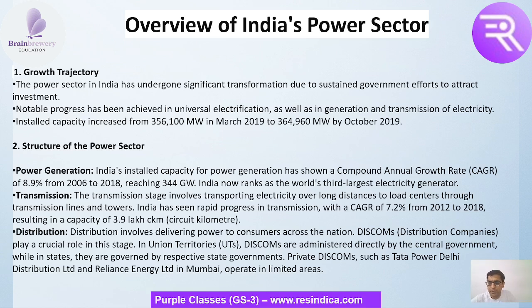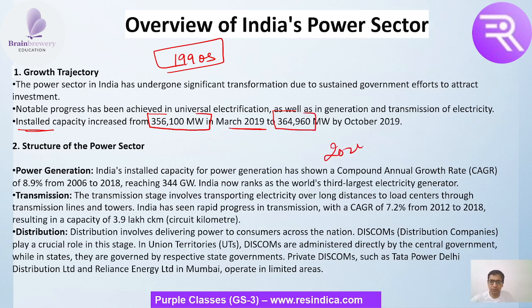So if we go by the Indian power sector, since the 1990s we have gone through a lot of changes. If we go by some of the statistics, right now we have an installed capacity of 3,56,100 megawatt. By March 2019 we had already increased to 3,064,000. We will be updating you with the data of 2024, because whenever annual reports are released, only then do we update the data.